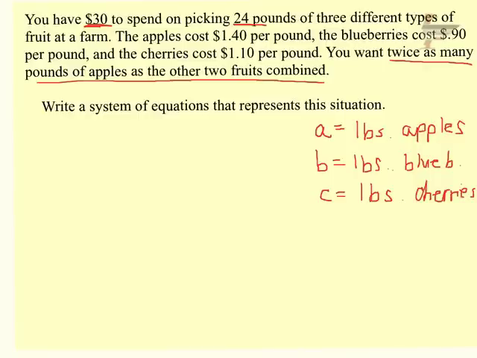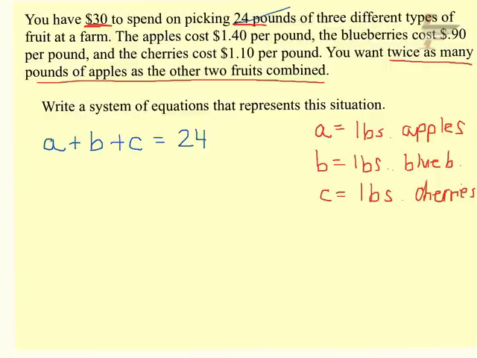So I have $30 to spend on picking 24 pounds. Well, I know that I want 24 pounds total. So that first equation probably is not too tricky because you want a total of 24 pounds and your variables are in pounds. So pounds of apples plus pounds of blueberries plus pounds of cherries should equal 24 pounds. And again, make sure all your units match up, pounds, pounds, pounds, all the way across. So there's equation 1 that takes care of that kind of stipulation.